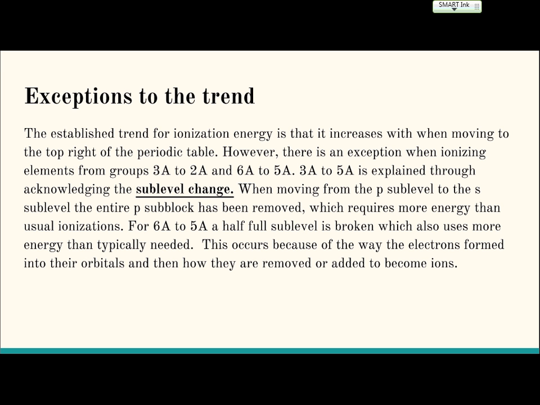Okay, so there are a few exceptions to the trend. Like you showed earlier on the graph, from 3A to 2A and 6A to 5A. The 3A to 2A exception is explained through acknowledging a sublevel change, and from 6A to 5A, a full sublevel is broken, which also uses more energy than is typically needed. This occurs because of the way the electrons are placed in their orbitals and how they're removed and added to become ions. I can draw a picture to help you understand.